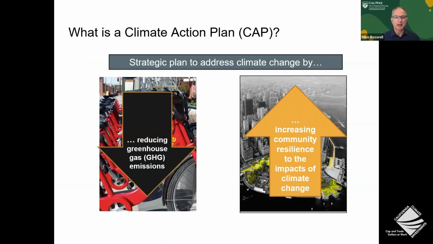analyzing and developing policy for how the community can reduce its greenhouse gas emissions, often called mitigation. And secondly, to figure out how the community can analyze and adopt policy that will increase the community's resilience to the impacts of climate change, also called adaptation. Increasingly, these plans now address both sides of the climate equation, both reducing emissions and mitigating or adapting to the expected impacts of climate change. Next slide.